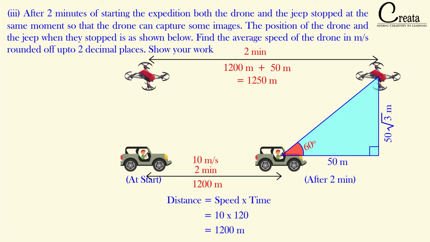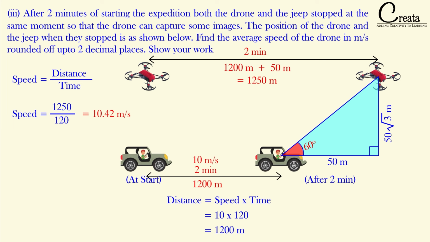We got the distance traveled by the drone, and the time of 2 minutes or 120 seconds is also given in the question. The time taken by the drone to move from the starting to the end point. We have to calculate the speed. Speed is equal to distance upon time. Distance is 1250, time is 120 seconds. On solving, we got the speed of the drone as 10.42 meter per second.